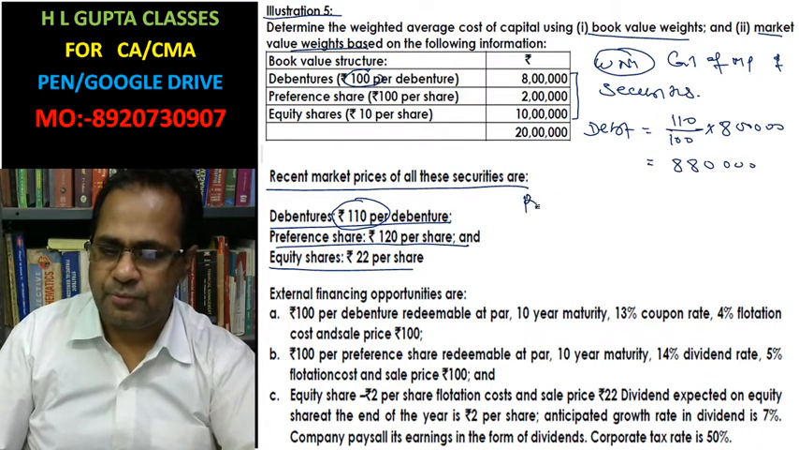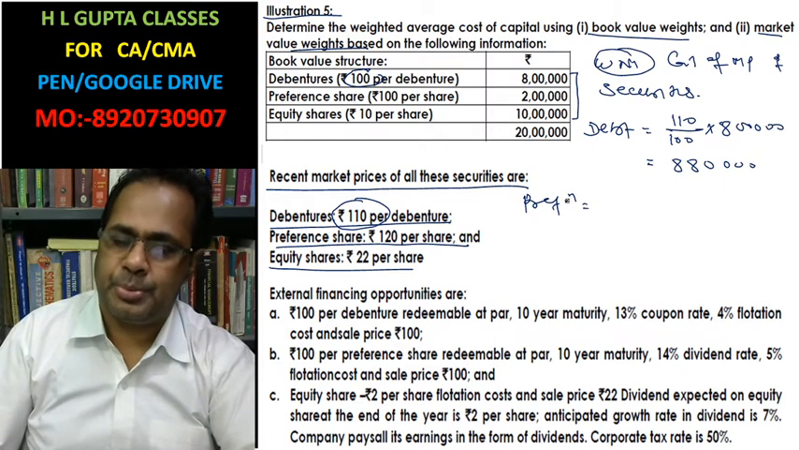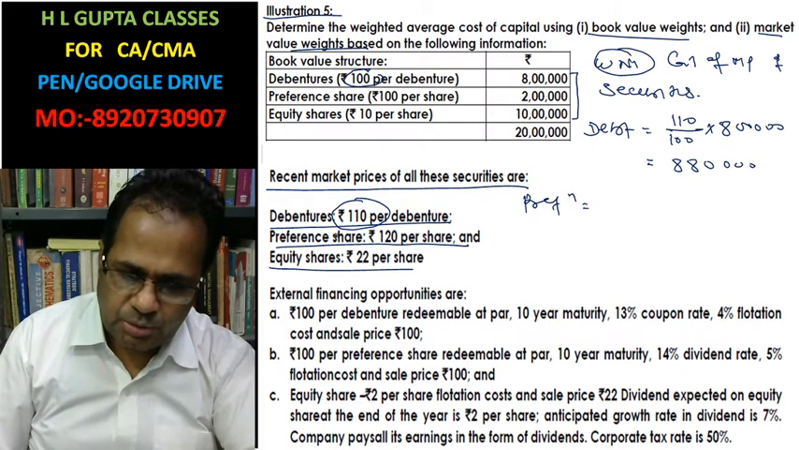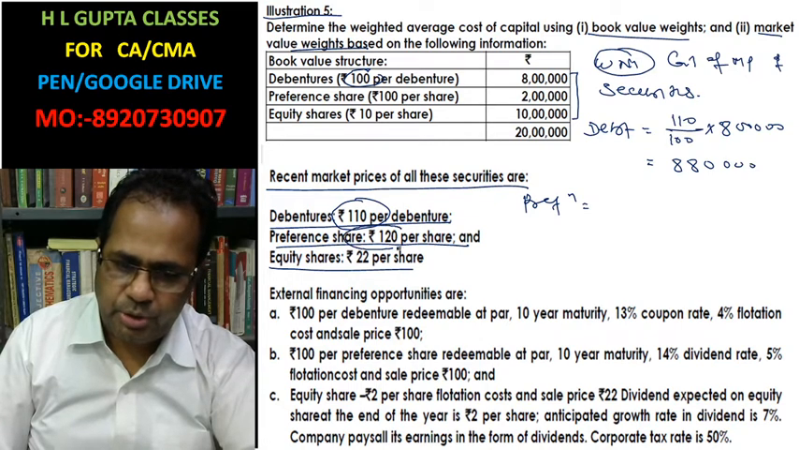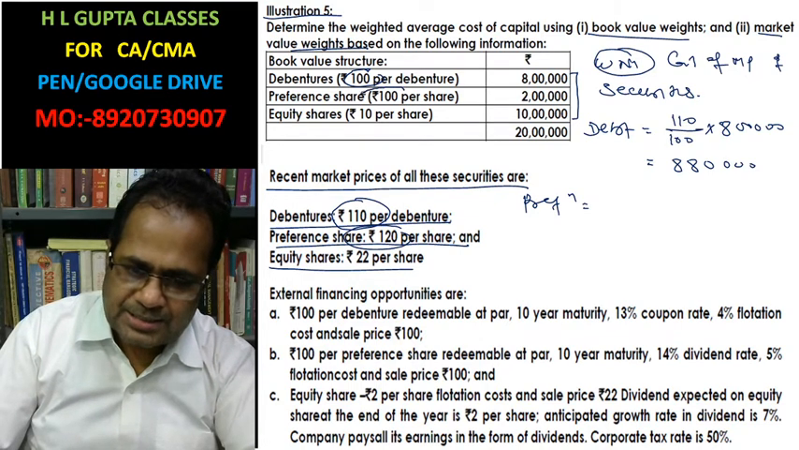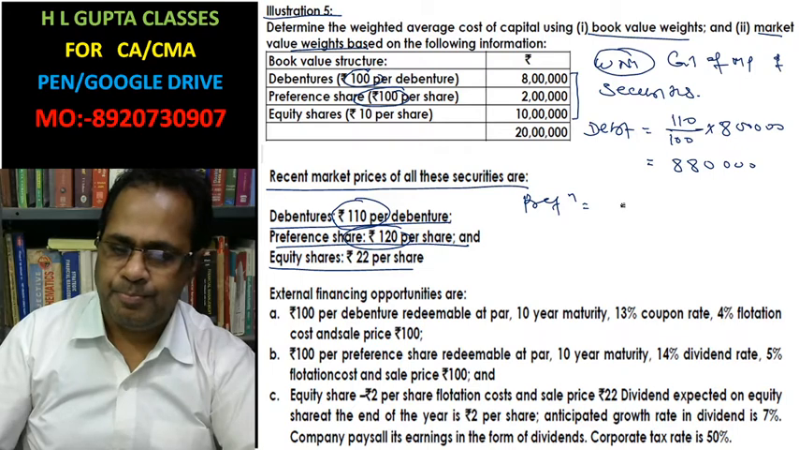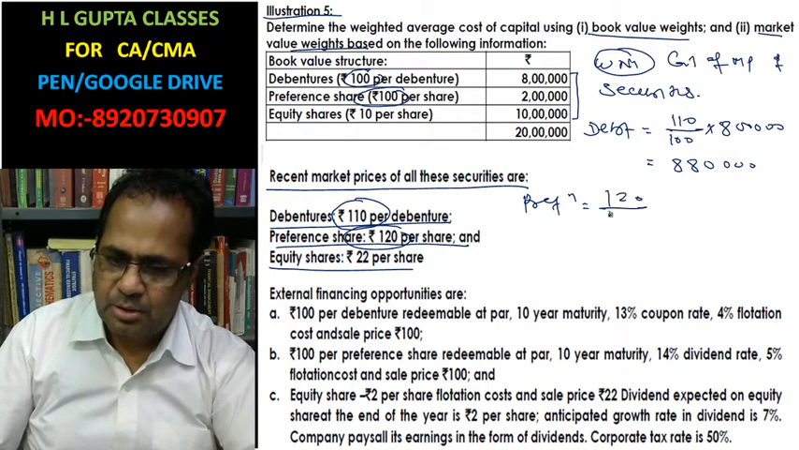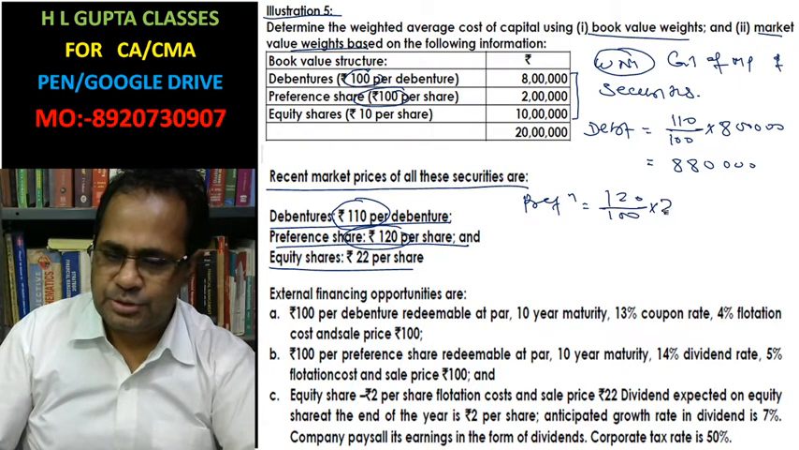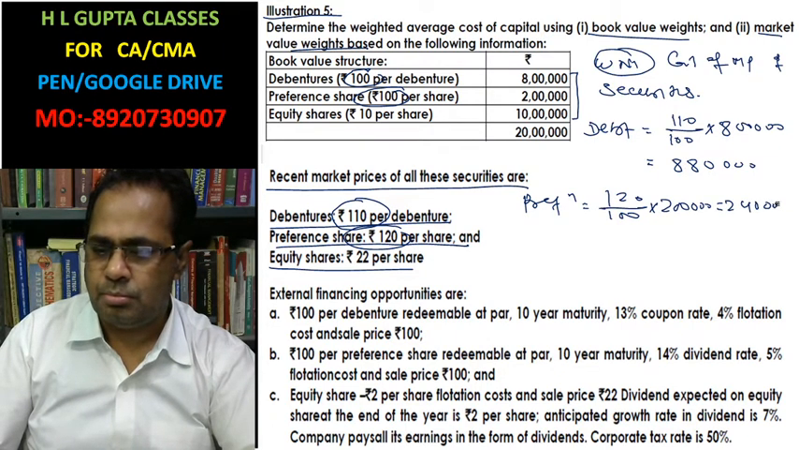Now calculate preference. Preference value is 120 where it was starting at 100. So 120 on preference of 100, that is 2 lakh. This is 2 lakh 40,000.